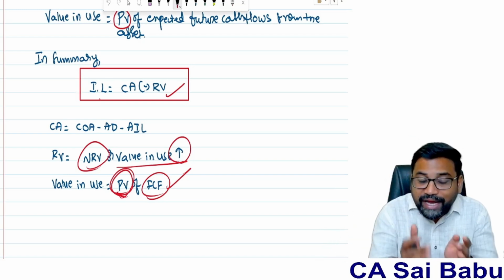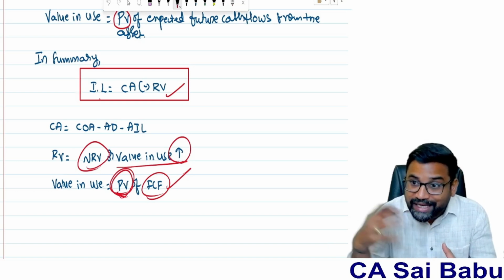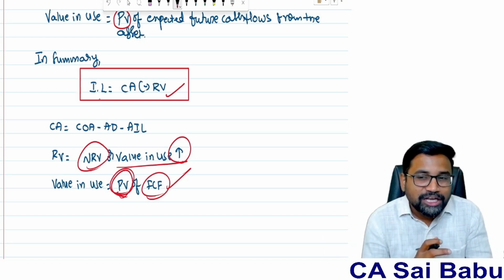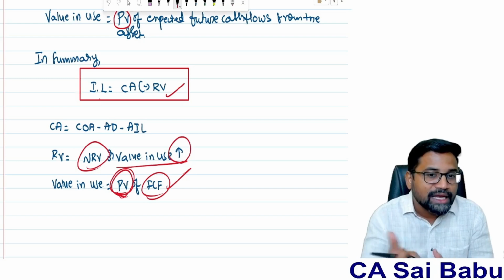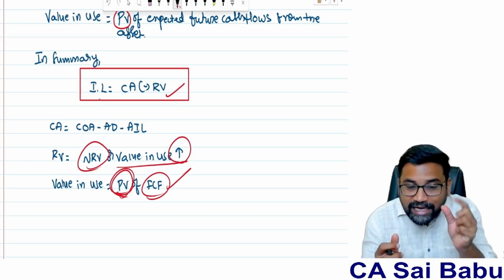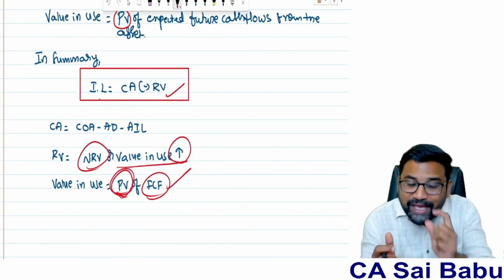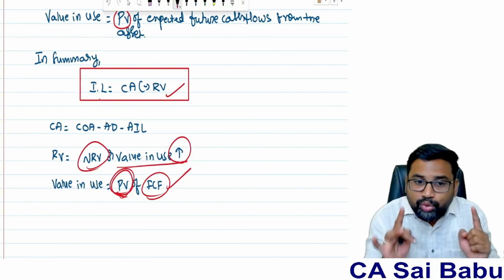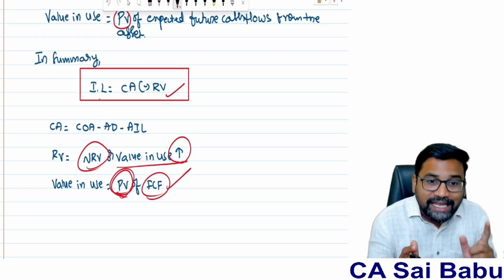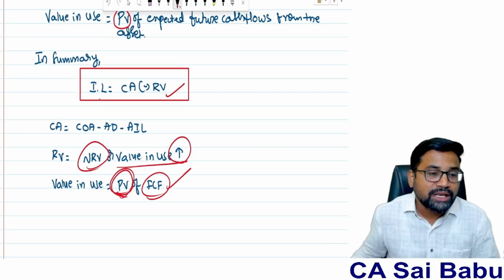Suppose the value at which you are showing the asset in the books is more than the recoverable value, that means there is a kind of overvaluation of your asset. So that excess amount you should reduce. That we call impairment loss. Okay, so what is the formula for impairment loss? Carrying amount minus recoverable value.